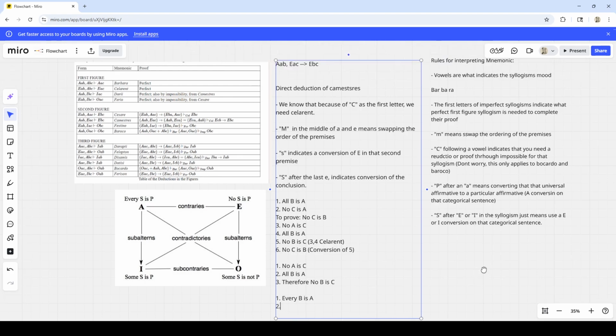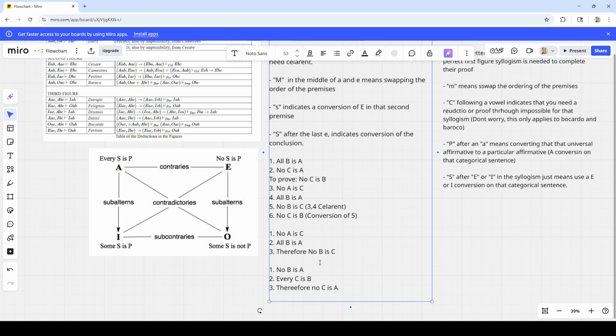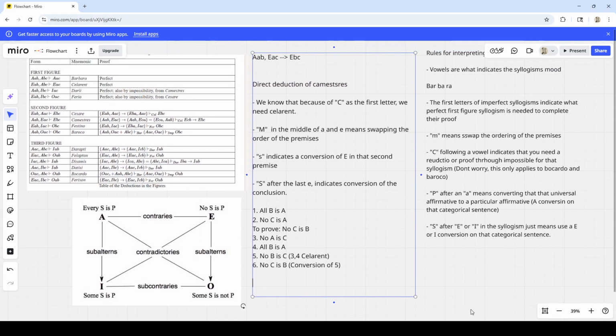Oh, that just got smaller. Sorry, their Celarent syllogism is: no B is A, every C is B, therefore no C is A. Notice how this is literally the exact same thing. Just look at my terms, they're just switched. This is exactly the same thing right here. And so that is how we proved it via direct deduction.